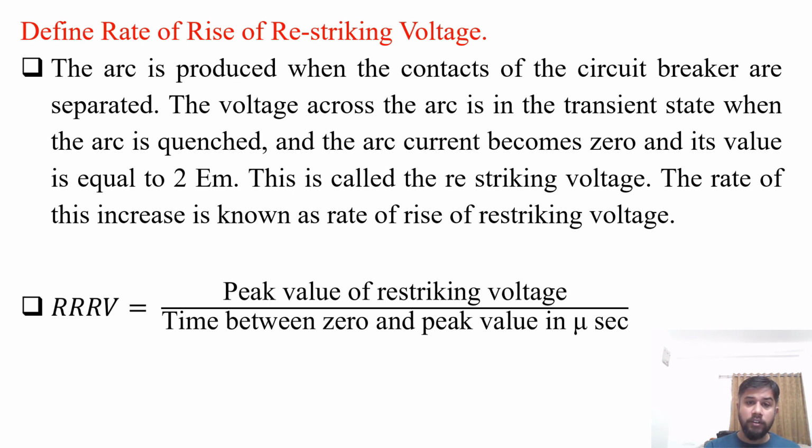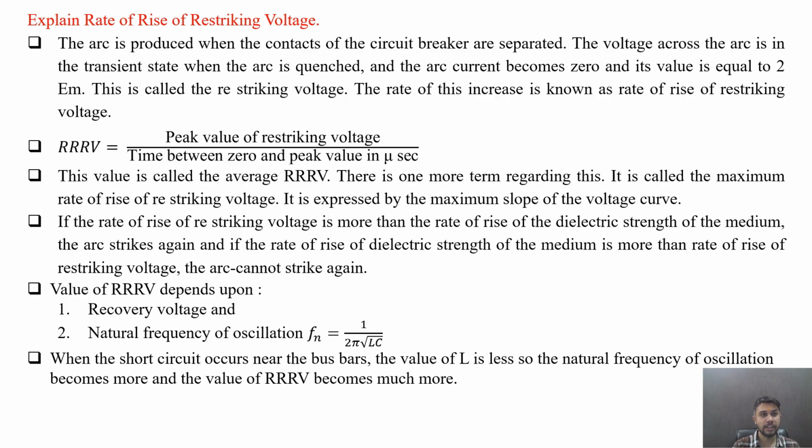The rate of this increase is known as the rate of rise of restriking voltage. If we want to calculate it, RRRV can be calculated using the following equation: the rate of rise of restriking voltage equals the peak value of the restriking voltage divided by the time between zero and the peak value, in microseconds. So this is how we can define the rate of rise of restriking voltage, RRRV.